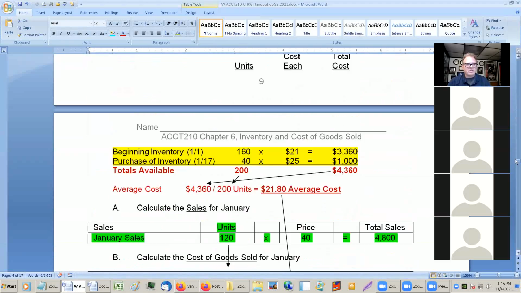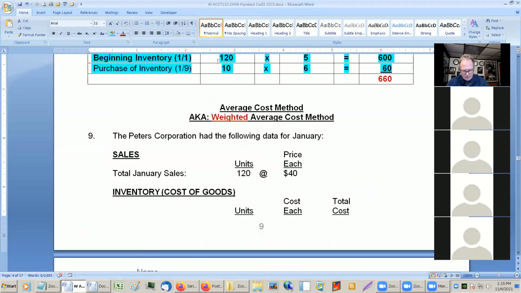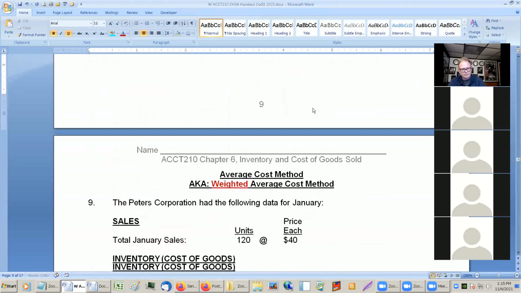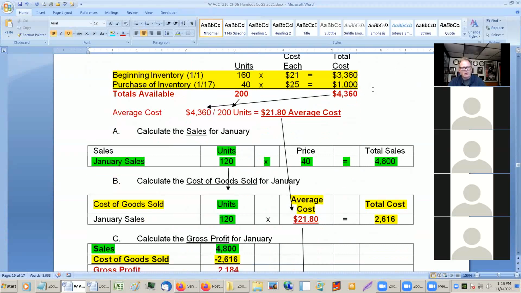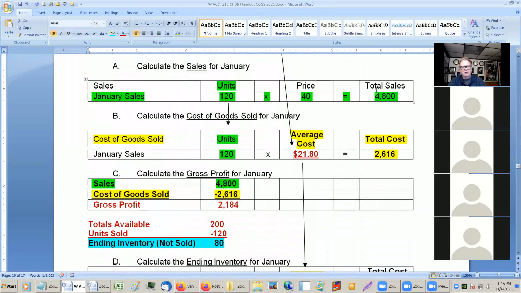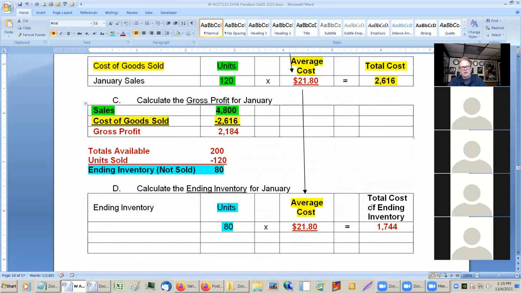Oh, I know. I'll show you number 9. Number 9, we already get the numbers. The total is 4360. If you add up the 216 plus the 1744, it should come out to that number.